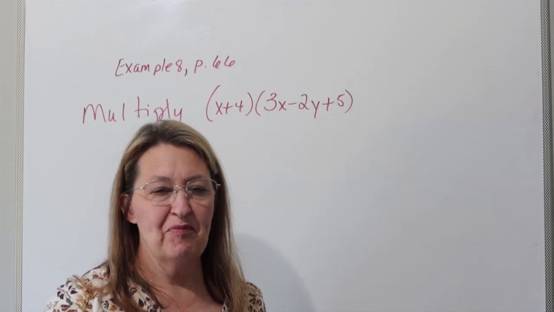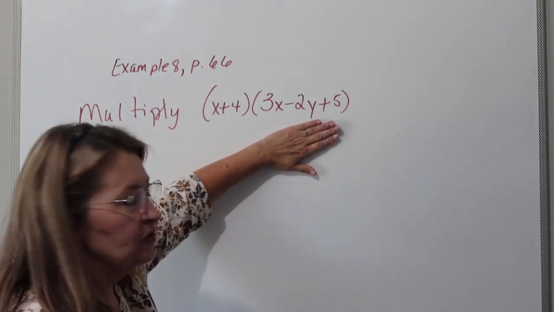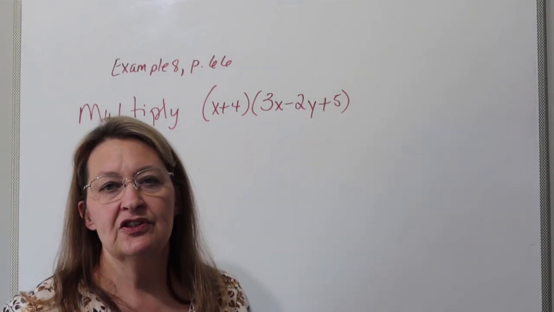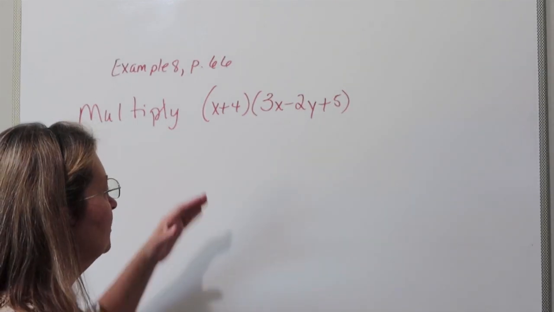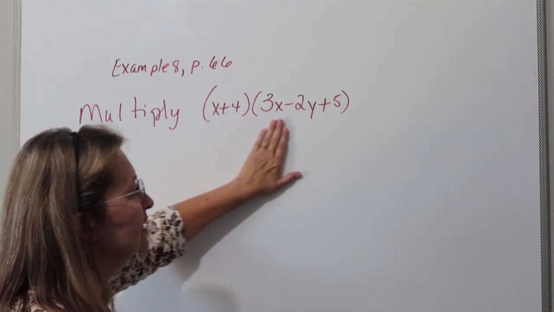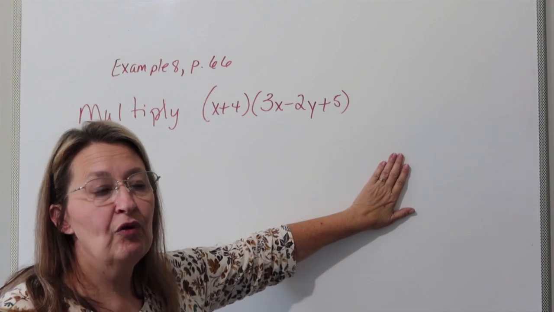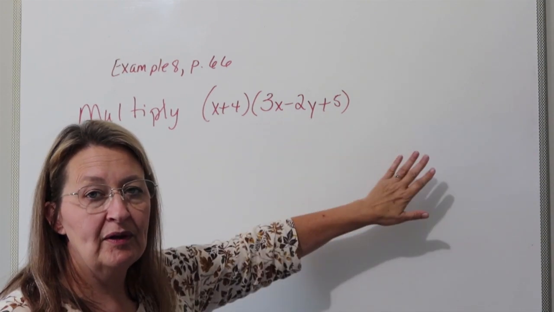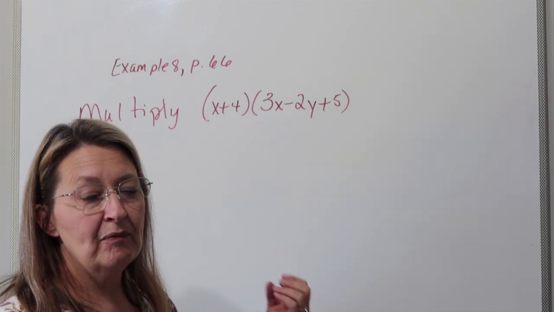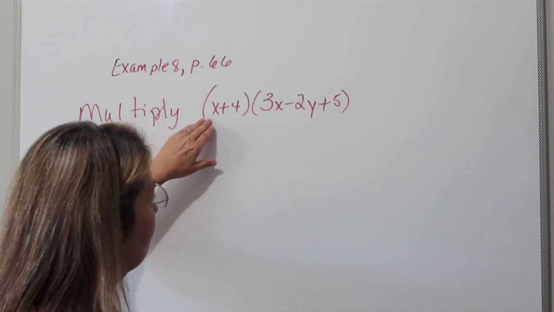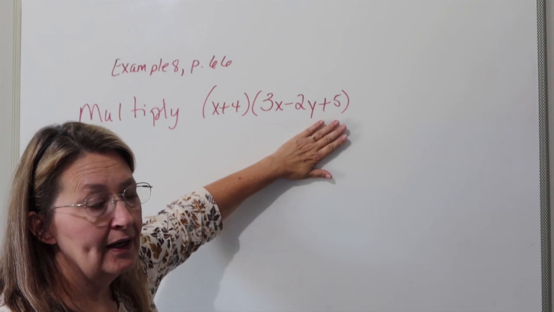Okay guys, this is our last example for this section. And what we have here is x plus 4 times 3x minus 2y plus 5. So this is just an any size polynomial times an any size polynomial. And you just need to be sure that you multiply this first term times everything in here, and this term times everything in here. You can do a 4 polynomial times a 4, or 20 and 20, however long. You just have to break up that first factor, and multiply it times everything in here. Usually you can do this in your head.